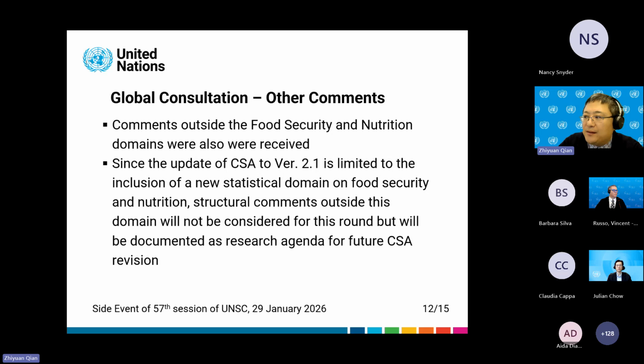And also other comments: as usual, we received a variety of comments and suggestions on how to improve the CSA. We acknowledge receipt and we thank those who commented on the CSA. Nevertheless, we have the mandate to update the CSA to address user needs. Remember, this update of CSA 2.1 is quite limited. It's limited to the inclusion of the new domain on food security and nutrition.